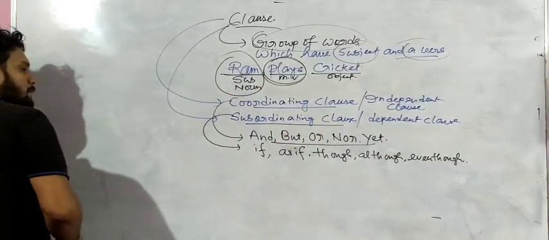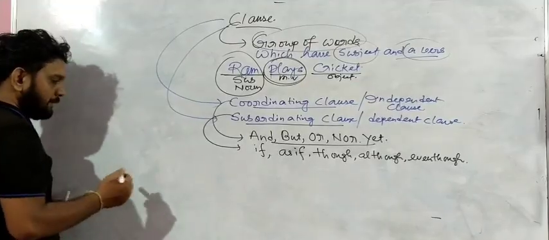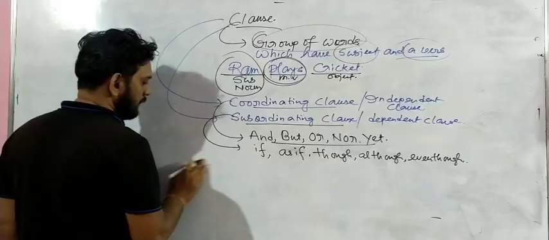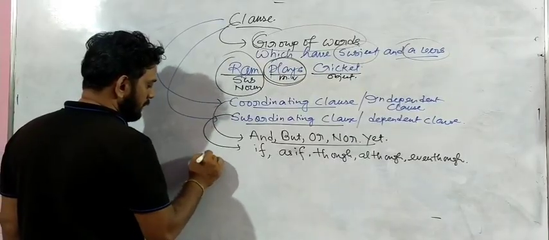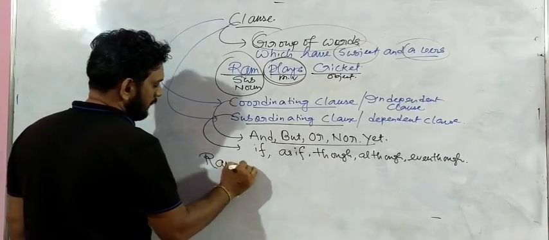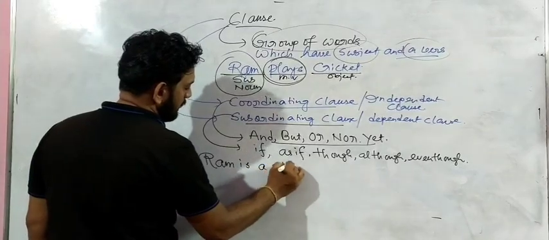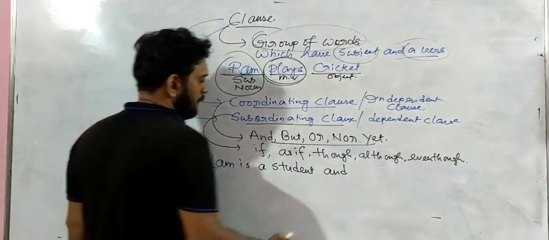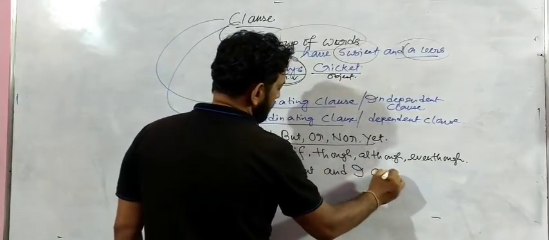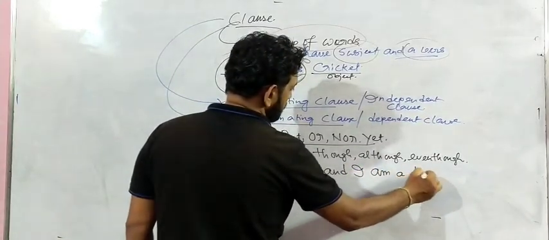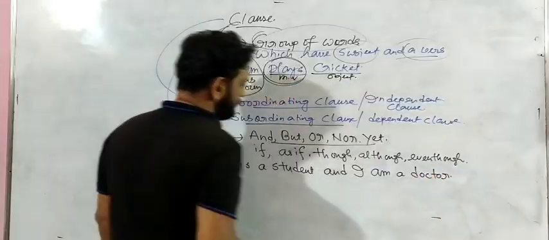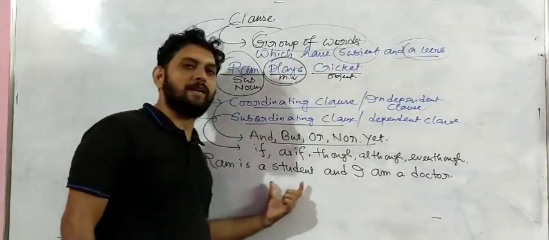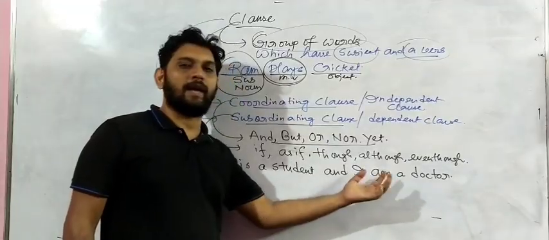Suppose I write a sentence over here, my friend, for all of you: Ram is a student and I am a doctor. Okay, I have written a sentence over here. All of you have seen that Ram is a student and I am a doctor.